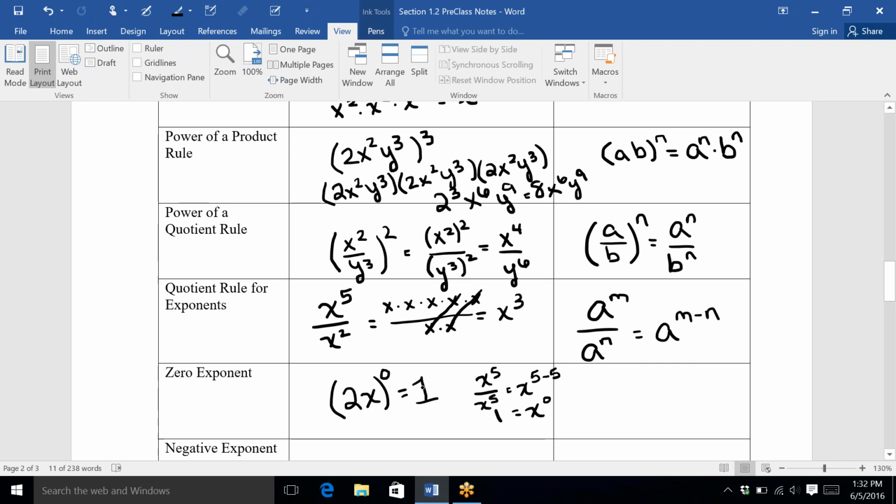So (2x) to the 0 power is 1. So essentially, anything raised to the 0 power equals 1. And that's because of the quotient rule for exponents. The 0 exponent follows from that as a special case. Do be careful though, if you have something like 2x to the 0 like this, that is not just 1. That is a 2 times a 1. The difference between this one and this one is the 2 is in the parentheses here and not here. So do pay attention to your parentheses.